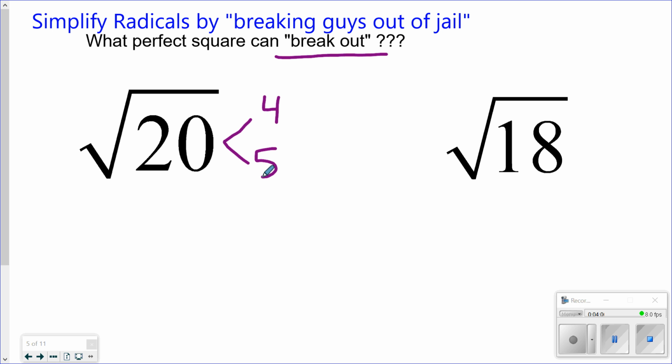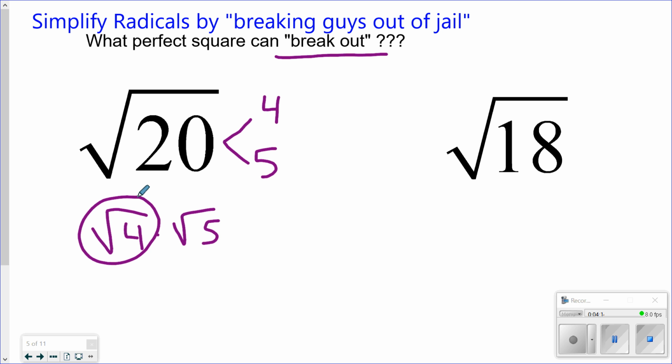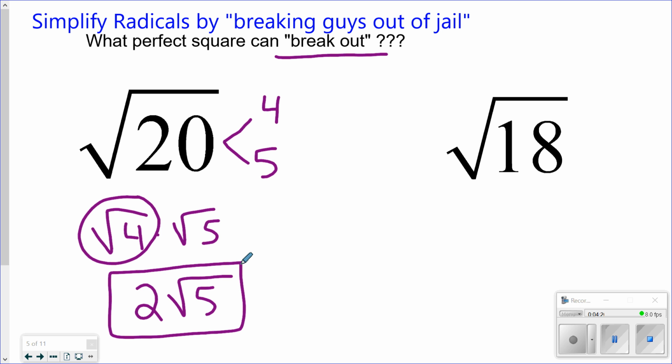So now I'm going to rewrite this as my product of radicals. So I'm going to write the square root of 4 times the square root of 5. Remember, I didn't change the square root of 20. I'm just rewriting it in a different way. Well, now I have the square root of 4, which I know simplifies, and the square root of 4 is 2. So that 2 pops out of jail, but the 5 stays under the radical. So 2 radical 5 would be my answer.